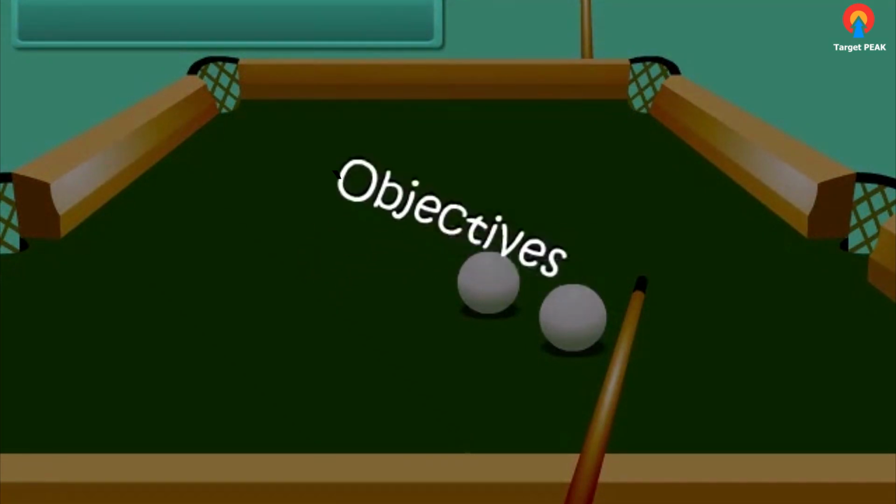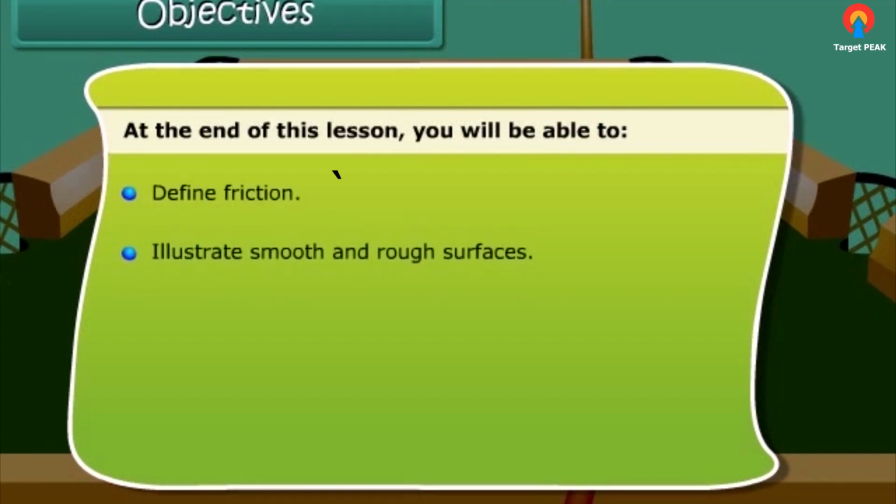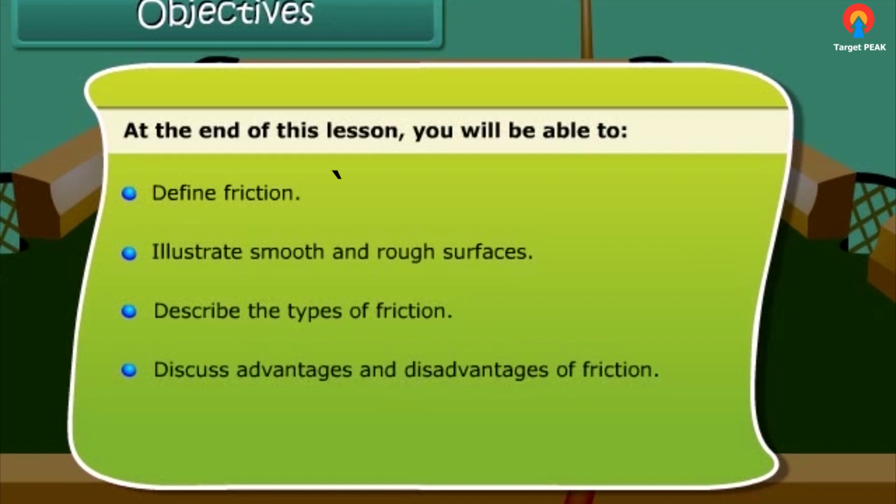Objectives. At the end of this lesson, you will be able to define friction, illustrate smooth and rough surfaces, describe the types of friction, discuss advantages and disadvantages of friction, and illustrate the way to reduce or increase friction.